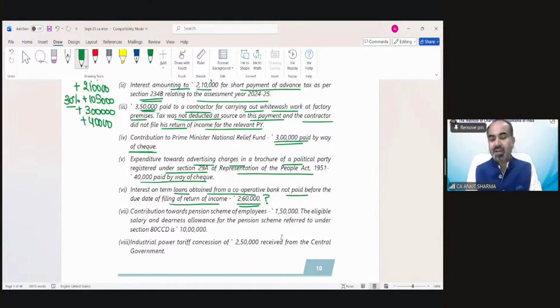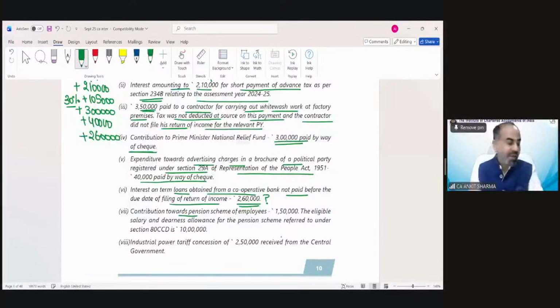Exactly, because interest payment on loan is governed by section 43B, that is, deduction on actual payment basis. And because the payment has not been made, this deduction cannot be claimed. Khushi is saying interest payment deduction is allowed only when payment is made within the due date of filing of ROI. Well done, Khushi. Absolutely correct. 2,60,000 needs to be added back.